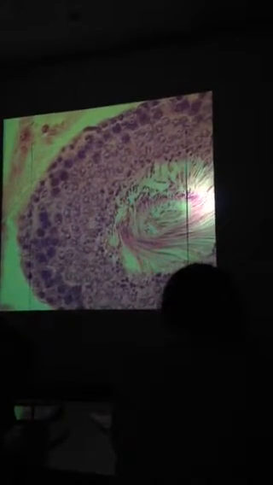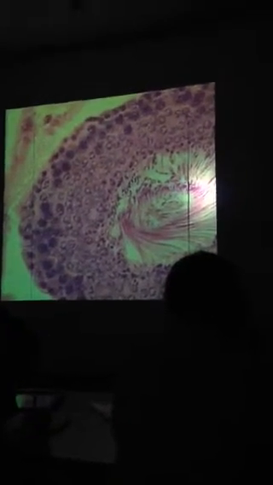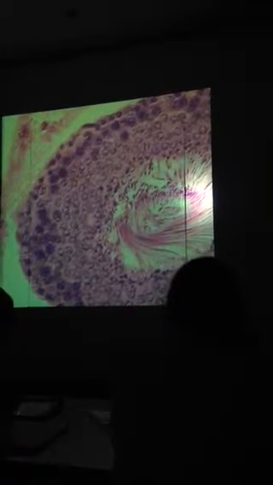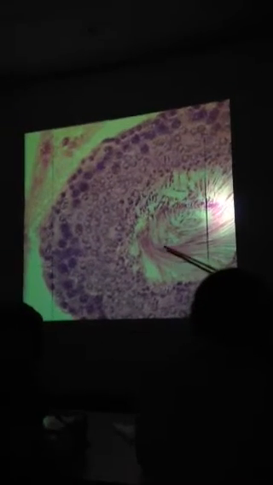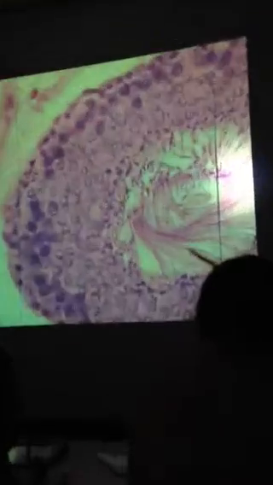Okay, this is a higher mag of a seminiferous tubule. I'm not going to make you learn the different cell types in it. Just know that this is a seminiferous tubule. These are maturing sperm cells. You see all these? These are the tails of the sperm cells. These are the heads of the sperm cells embedded into the epithelium.